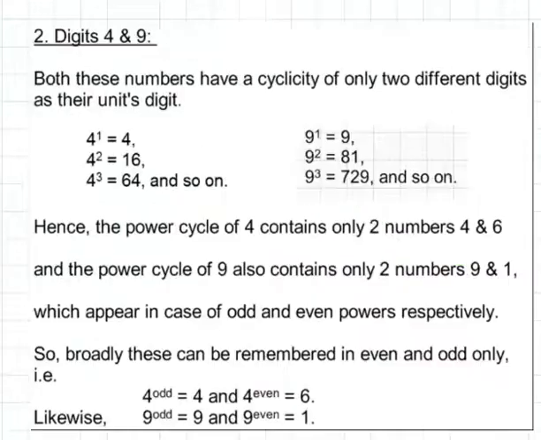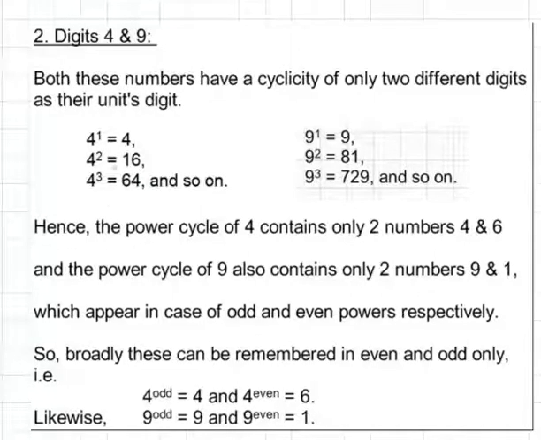Next, let's look at 4 and 9. Whenever a number is ending in 4 or 9, how is it going to be? 4 power 1 is 4. 4 power 2 is 16. Similarly, 4 power 3 is 64, which is again ending in 4. So the other number will be ending in 6. Same thing for 9. 9 power 1 is 9, 9 power 2 is 81, so it ends in 1. Again, 9 power 3 is 729, ending in 9. The next, 9 power 4, again ends in 1.